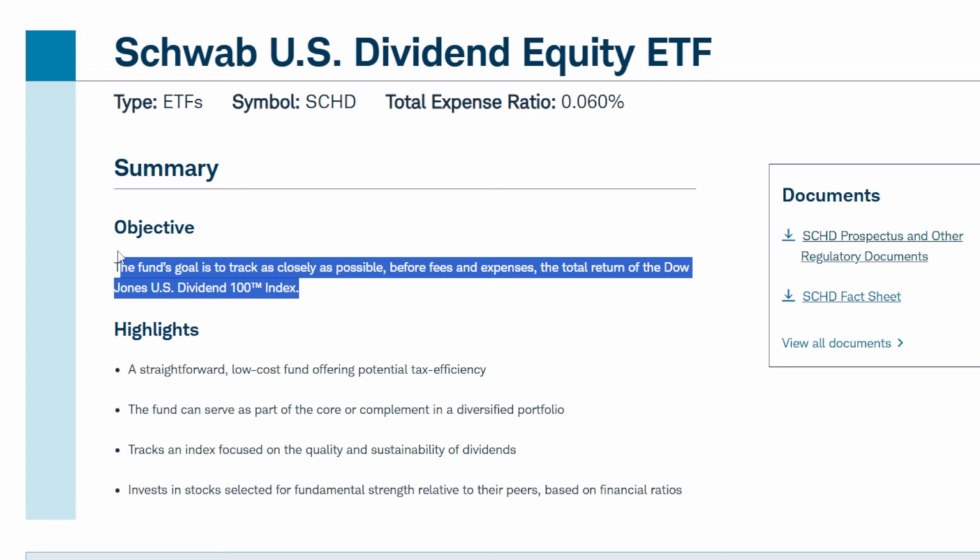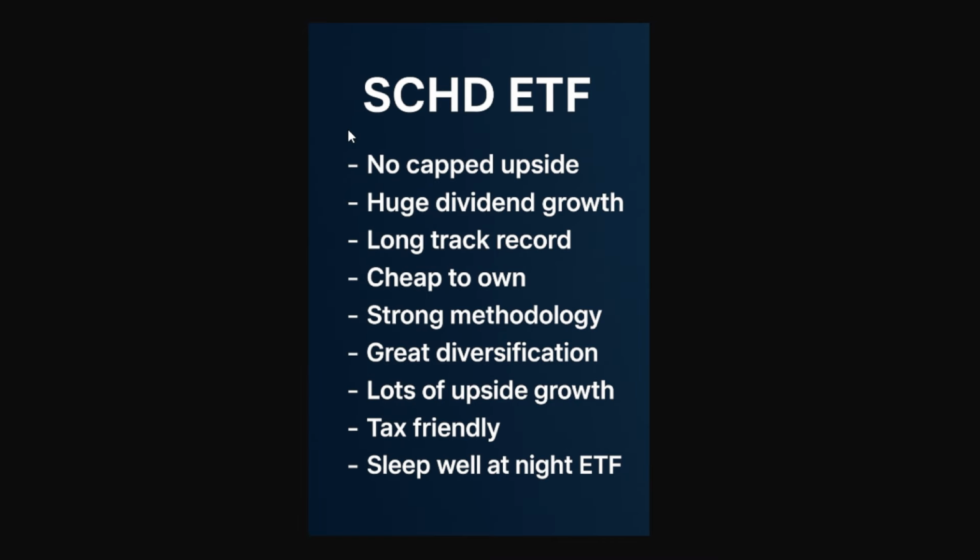Now first off, the ETF's objective: the fund's goal is to track as closely as possible, before fees and expenses, the total return of the Dow Jones US Dividend 100 Index. I've shared this image on the channel in the past, but these are the main reasons I'm bullish on this ETF. Maybe you guys agree, maybe you guys disagree.